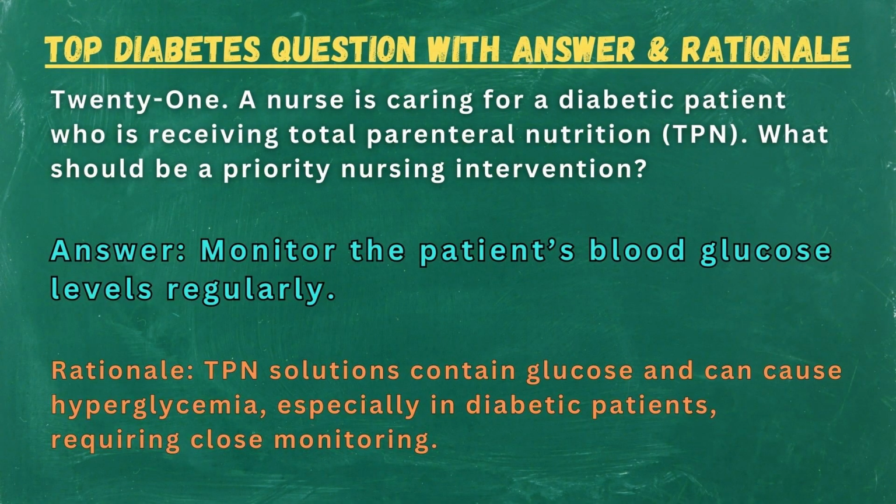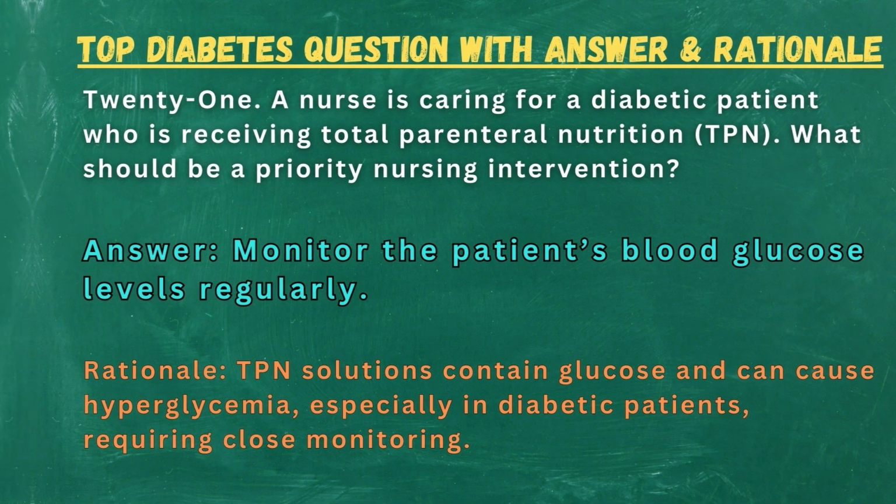A nurse is caring for a diabetic patient who is receiving total parenteral nutrition, TPN. What should be a priority nursing intervention? Answer. Monitor the patient's blood glucose levels regularly. Rationale. TPN solutions contain glucose and can cause hyperglycemia, especially in diabetic patients, requiring close monitoring.